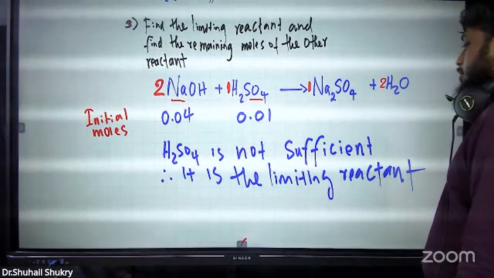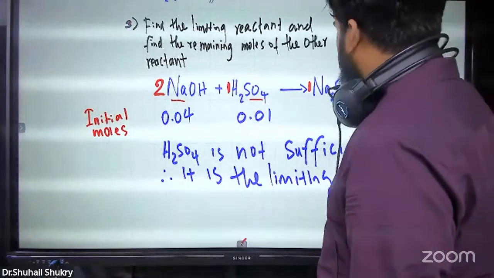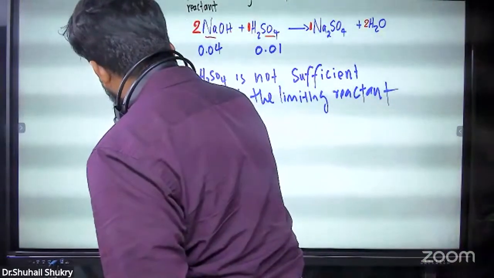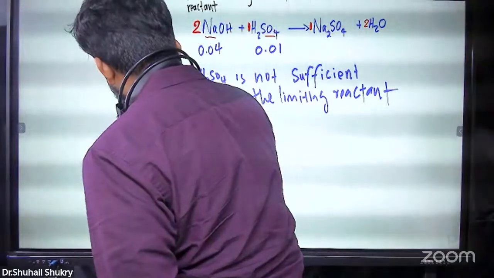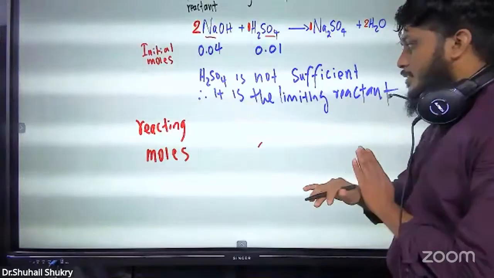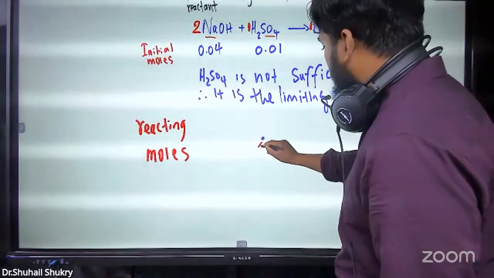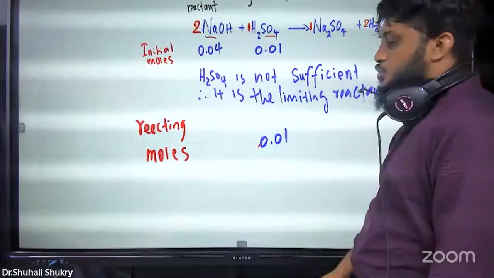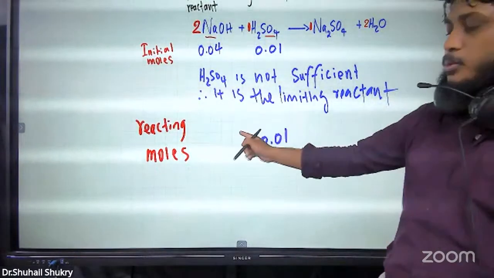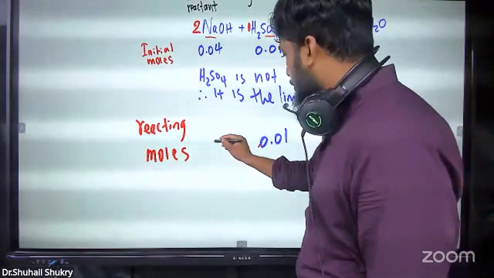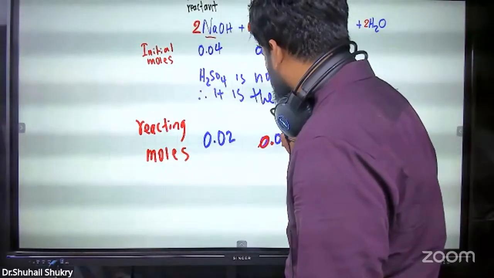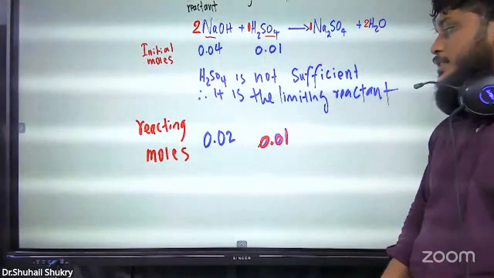Right. Now I can say like this. Reacting moles. Now, who will finish completely? Whoever is the limiting reactant will be finished completely. So 0.01 of H2SO4 will be used. If 0.01 of H2SO4 is used, how much sodium hydroxide will be used? 0.02. So I have to start with the limiting reactant. So reacting moles is this much.